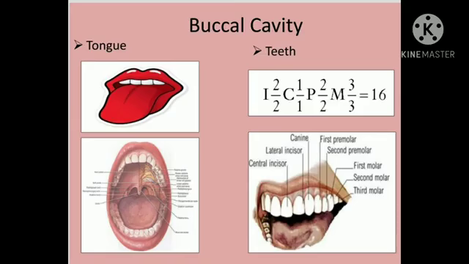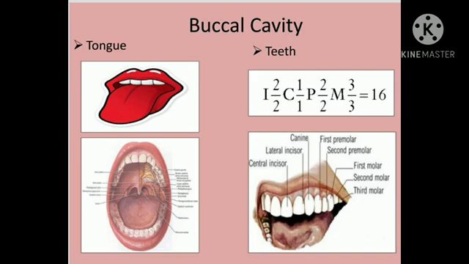This is the dental formula for one side of the jaw, for the upper jaw and for the lower jaw also. By calculating this formula: on the upper side, 2 plus 1 is 3, 3 plus 2 is 5, 5 plus 3 is 8. 8 teeth on the upper side of each half of the jaw, and 8 teeth on the lower portion of the jaw on one side.